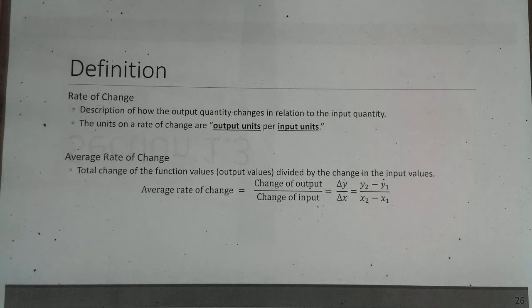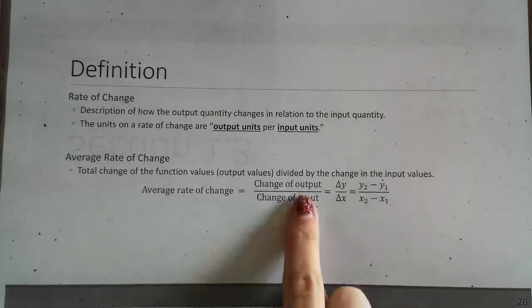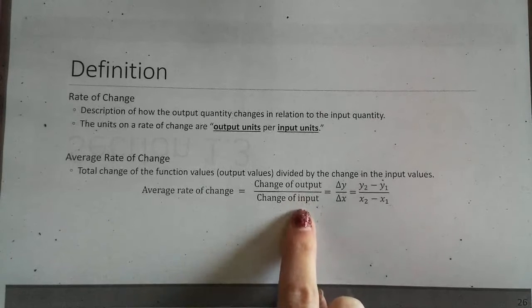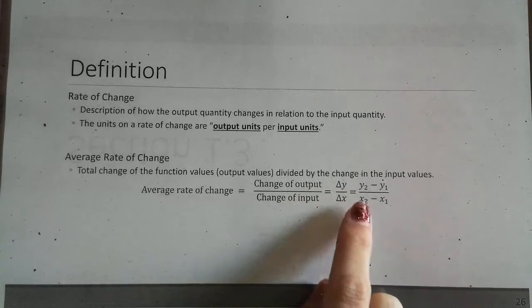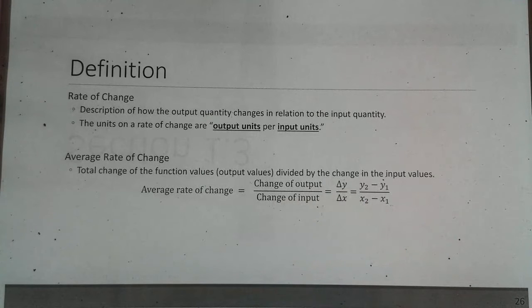The average rate of change is the total change of the function values, which are our output values, divided by the change in the input values. So our average rate of change is given by our change of output over the change of input, which we might write as delta y over delta x. And that formula is y2 minus y1 over x2 minus x1. This should remind you of the slope formula because that's exactly what it is. Y2 minus y1 over x2 minus x1. That gives us our average rate of change.